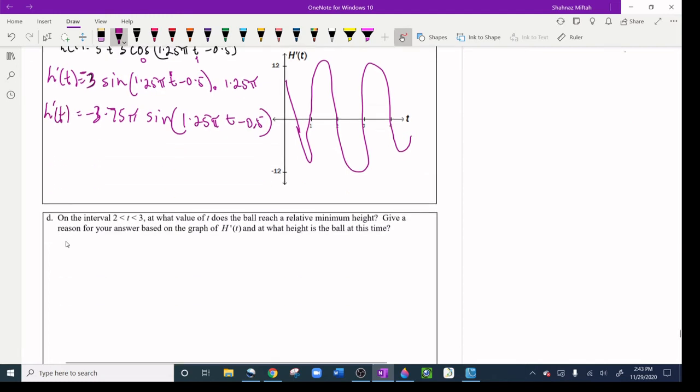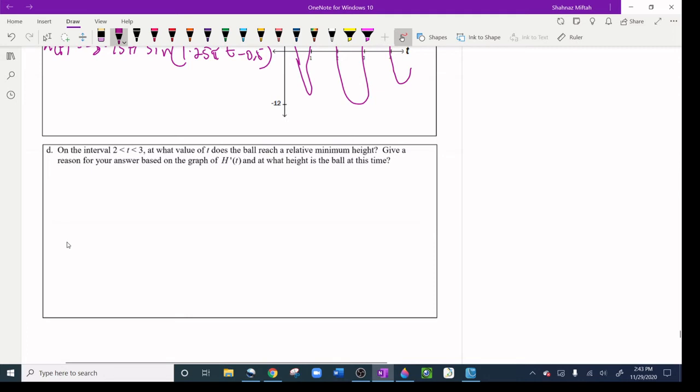So that's done. D: on the interval 2 to 3, at which t does the ball reach a relative minimum? When they talk about relative minimum, it means I'm taking a derivative, making it equal 0, finding critical points, and then we make a sign chart. From the sign chart, if I'm going from negative to positive, that's where my relative minimum is going to be. Give a reason for your answer based on h prime t, and what height is the ball at this time.